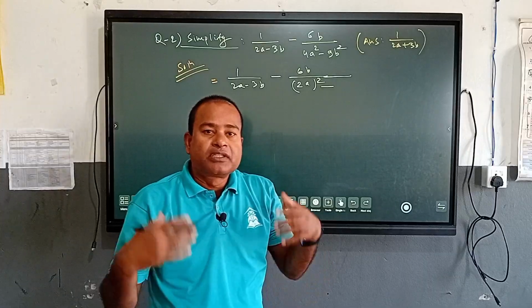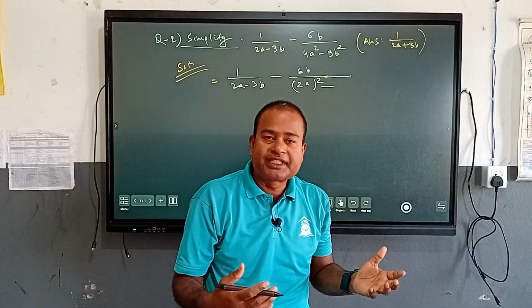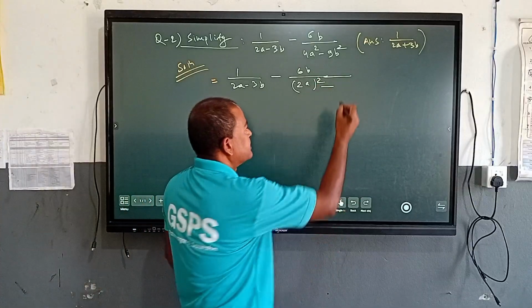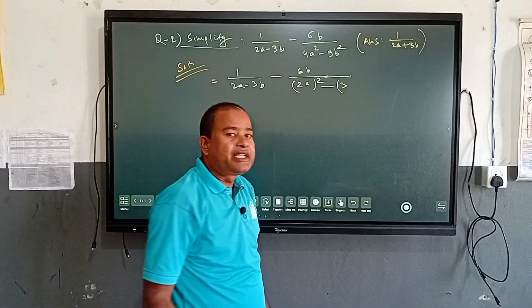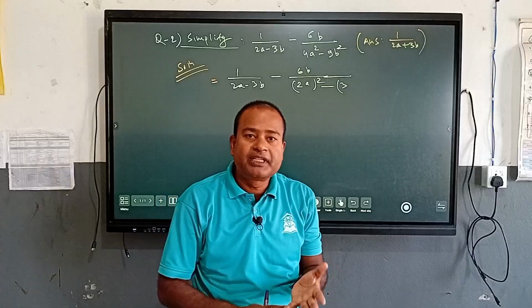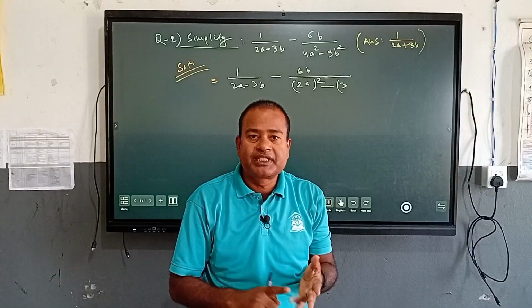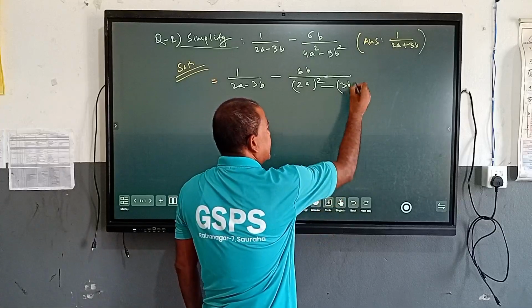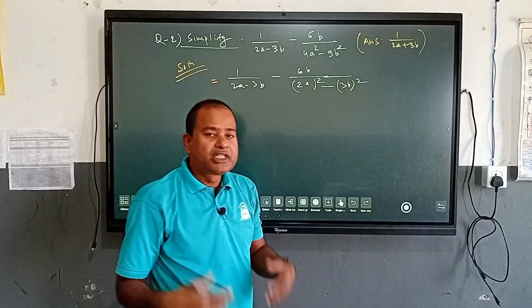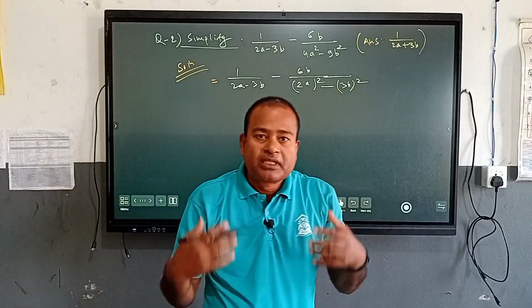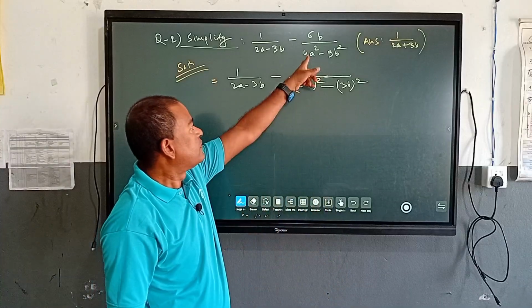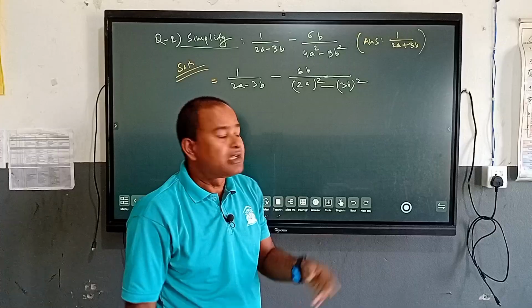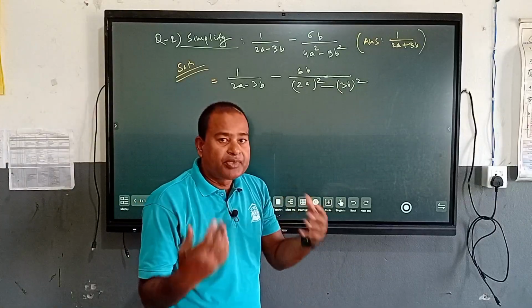Dear students, in the second term there is 9, which is a square number, so we can change it into square form. 9 is the square of 3: 3 times 3, that means three 3s we get 9. So 9 we can change into square form and b is already in square form. So dear students, we have changed the first term and the second term into square form, so that we can use the formula of a square minus b square.